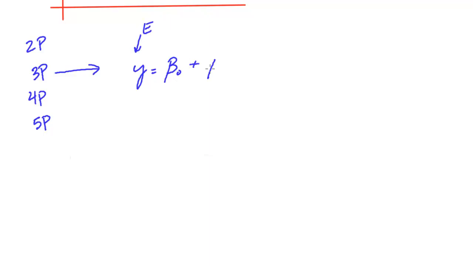So remember, we had many different types of models. We were looking at 2P models, 3P models, 4P models, 5P models. So for example, let's look at one example of this. We have energy. This will typically be some sort of energy unit, constant. We'll say our x is temperature.